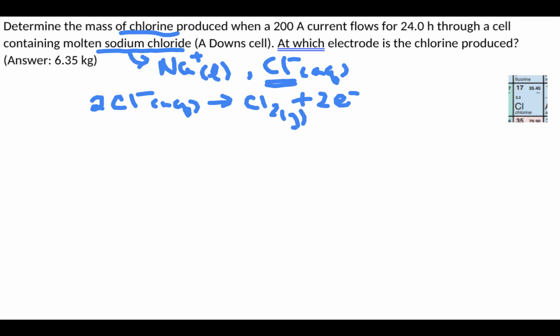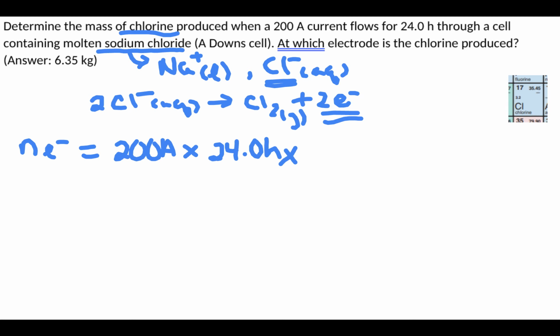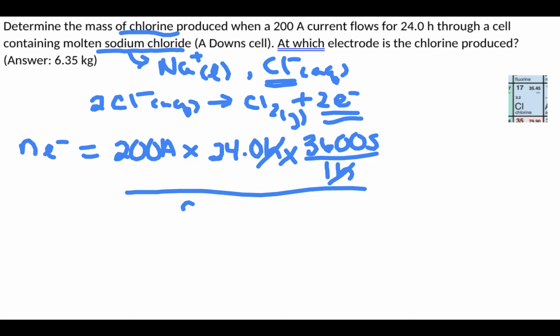What we're going to start with here, because we have enough information to go straight to the formula, we can figure out moles of electrons and then use the mole ratio. So let's go ahead and do that. Moles of electrons will equal 200 amps times our time, 24.0 hours, but we'll have to multiply this by 3,600 seconds per hour so that our time can be in seconds. And this is all divided by Faraday's constant. Sorry, this should be coulombs per mole of electrons.